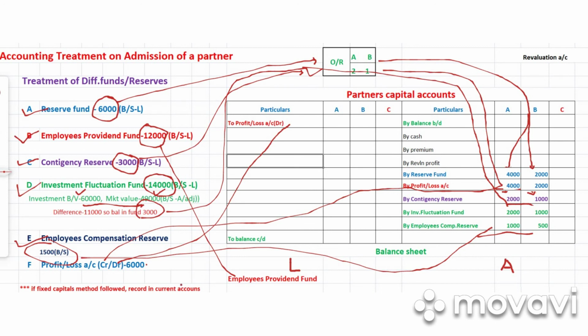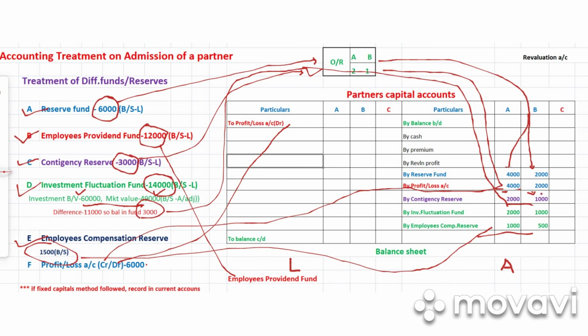Then another important thing: if in any of the cases fixed capital methods are followed, we naturally have to prepare current accounts, and all these items will go to their current accounts only. When we prepare the journal entry also, we have to give the journal entry accordingly. It should go to the partners' current accounts. So depending on the method of capital, fluctuating or fixed, the entry will change. If it is fluctuating, it will go to the capital account. If it is fixed, it will go to the current accounts of partners. So that will be the minor change.